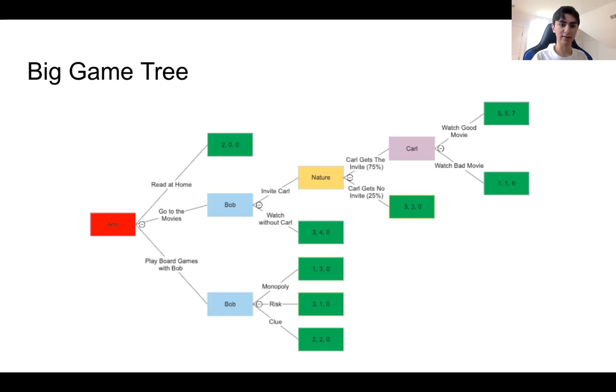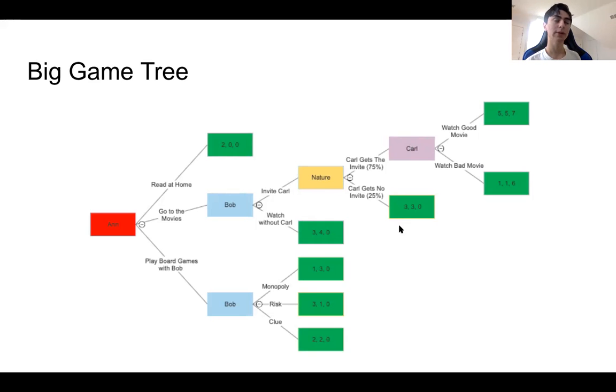So let's examine this game tree. So we have 3 players now, Anne, Bob, and Carl. Yeah, recording. We have Anne, Bob, and Carl.